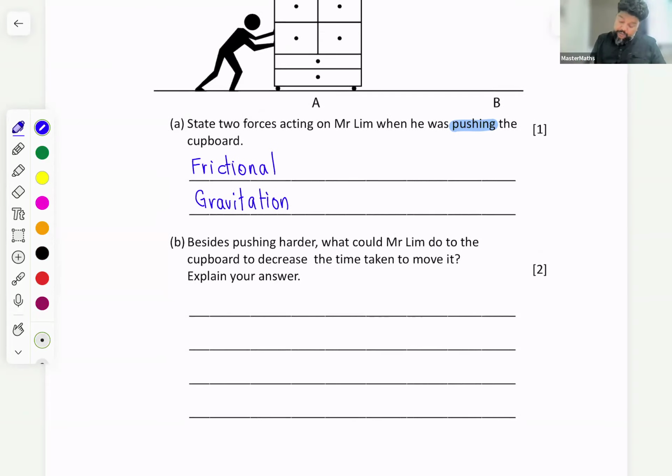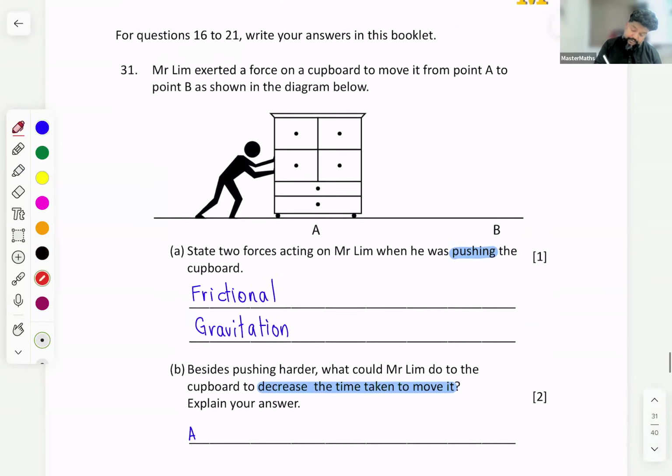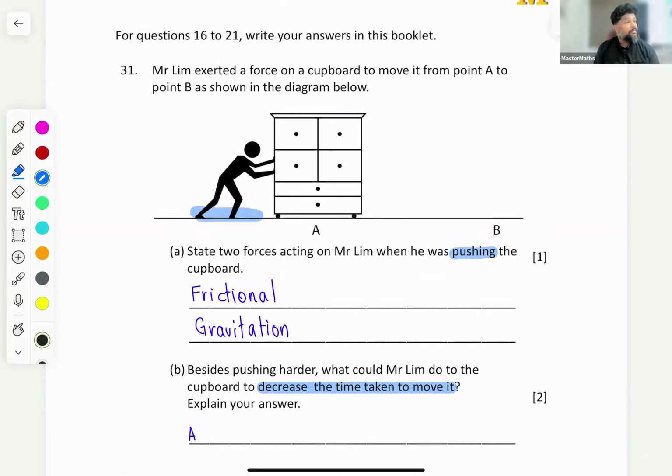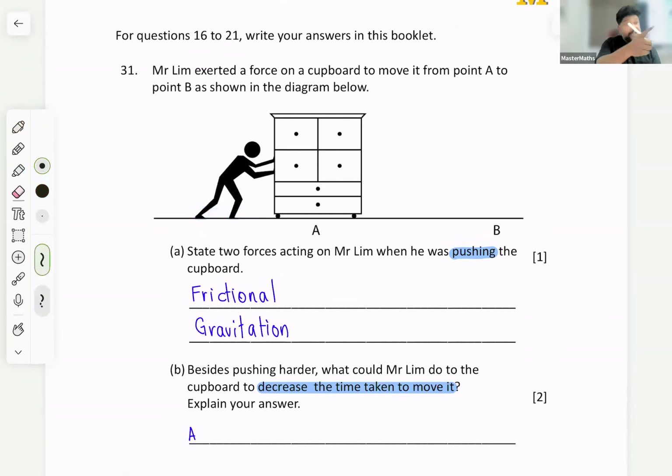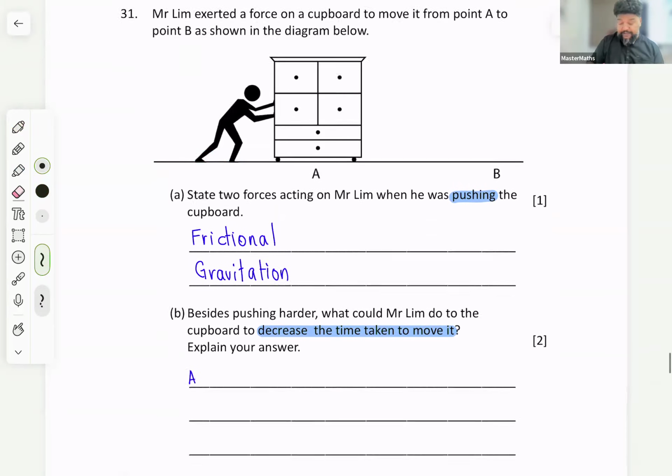Besides pushing harder, what could Mr. Lim do to decrease the time taken to move it? Add lubricant. Can I add lubricant here? Will it help? No, you would slip and fall. That's why when we say add lubricant in science, we must be specific. So where must I add the lubricant?